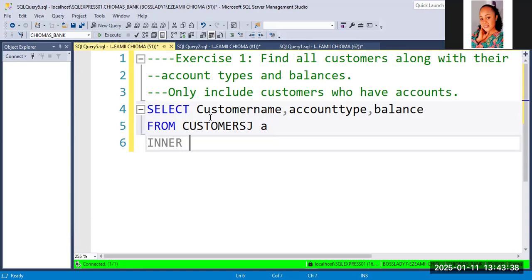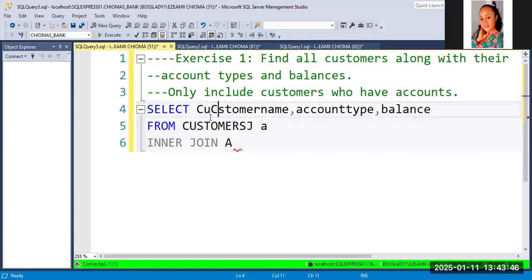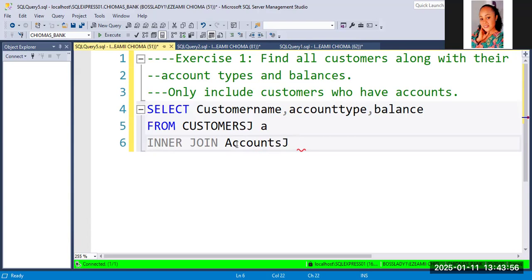inner join, because we want only the matching rows. We join it with our account table. We alias it as B. All right, alias is very important because if not, we might have to call the table name anytime we want to reference the table, right?